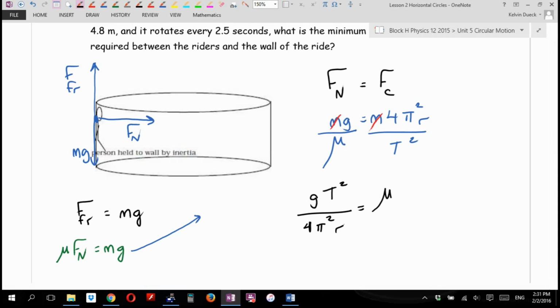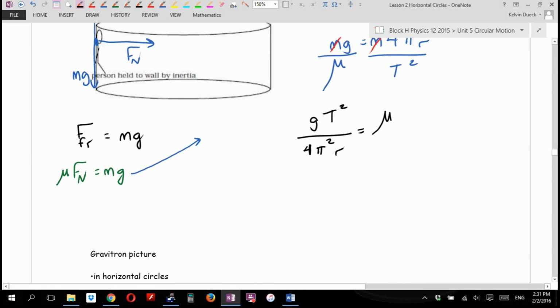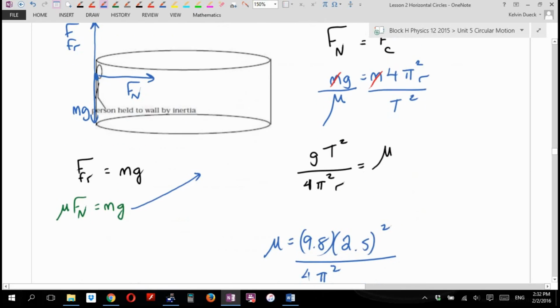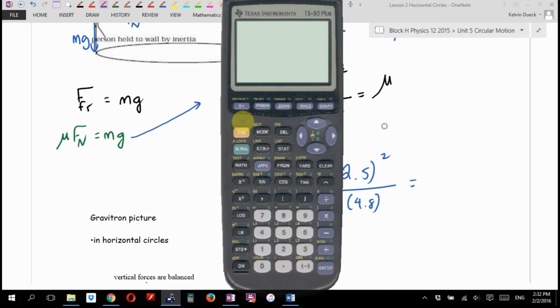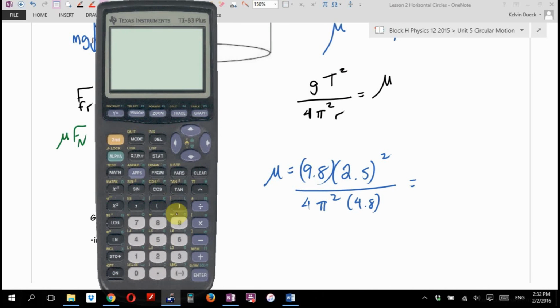Yeah? Oh, God, can you imagine trying to do that by hand? Plug and chug. Complicated plug and chug, but plug and chug. 9.8, what was the period? 2.5? Squared, all over 4 pi squared. What's the radius of this ride? 4.8 meters. Those numbers are about right, I think. Four pi squared times 4.8.